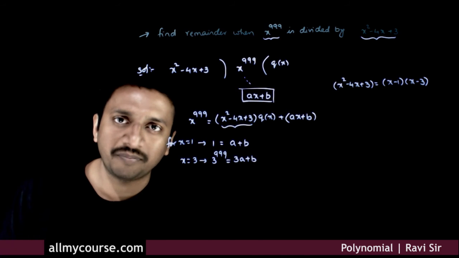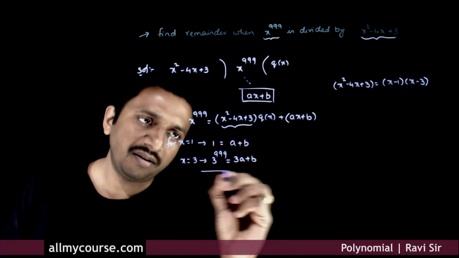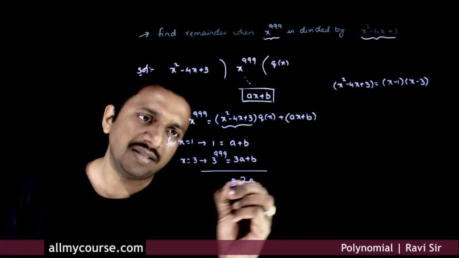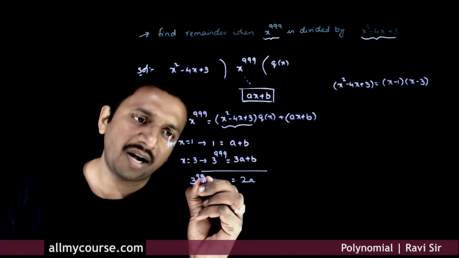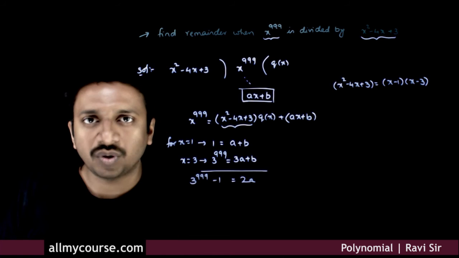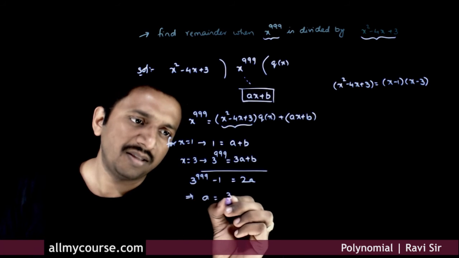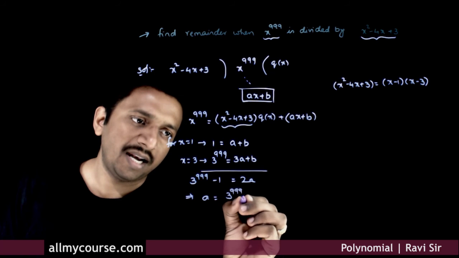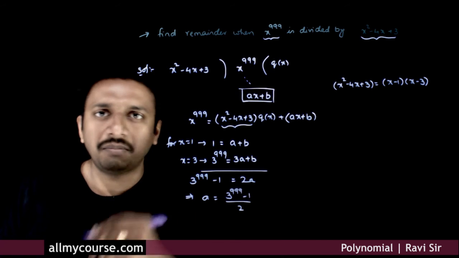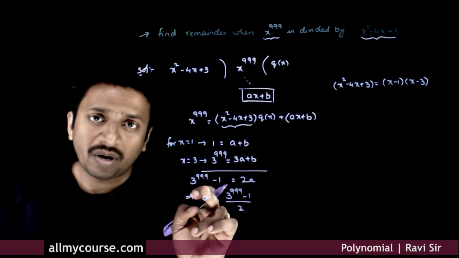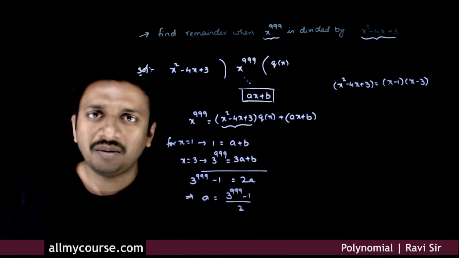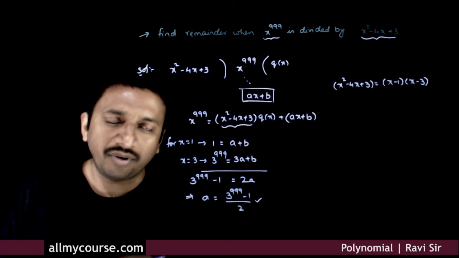You just need to solve them. So subtract one from the other. So 2a is equal to 3 power 999 minus 1. This implies a is equal to (3 power 999 minus 1) by 2. So you get the value of a.